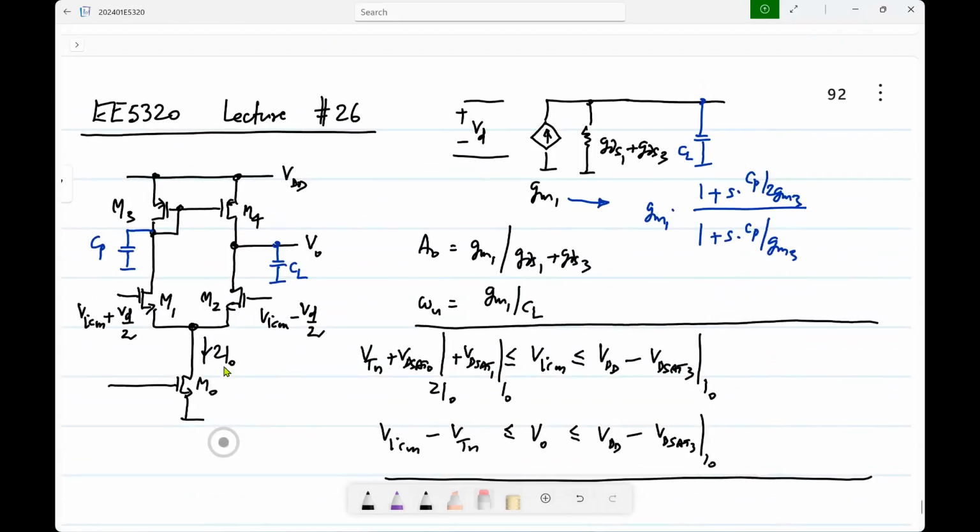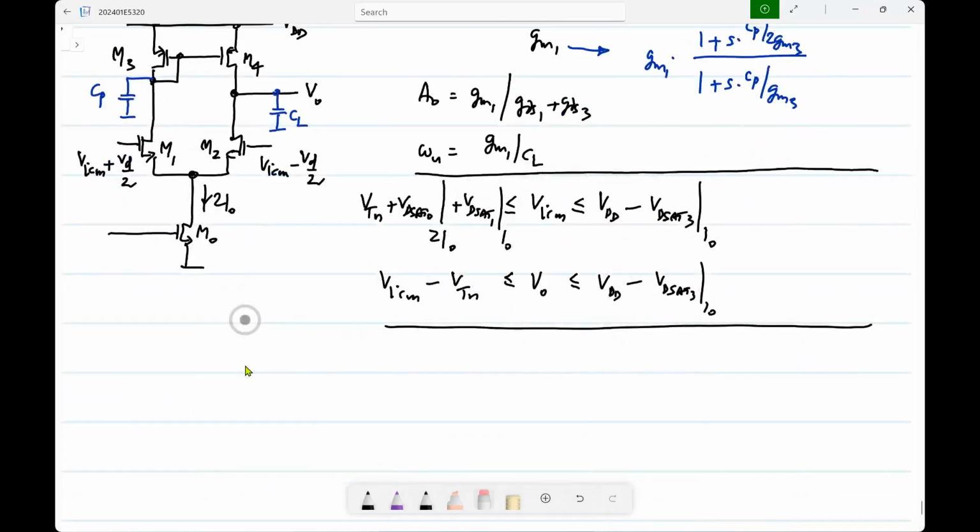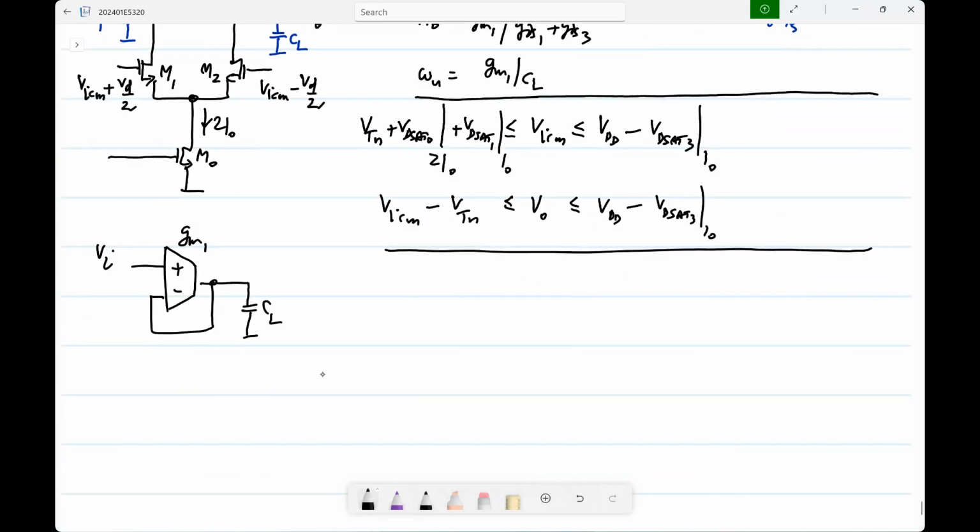Now, what other large signal limits do you expect? Is there some limitation because of the current? What happens? So we have this single stage op-amp. I'll model it just by the transconductor GM1, and I have the input voltage Vi.